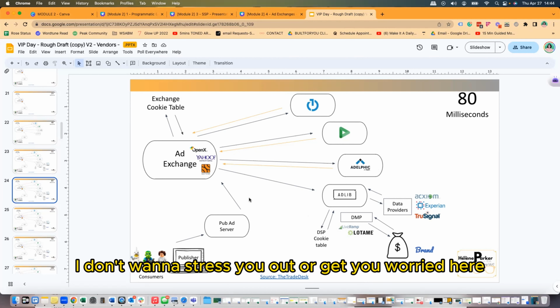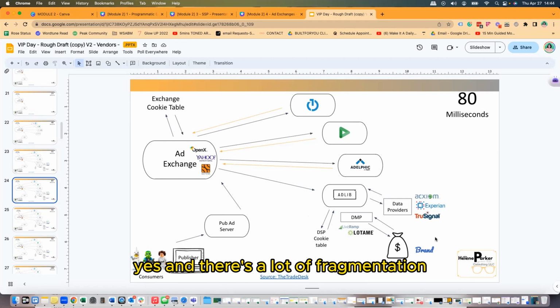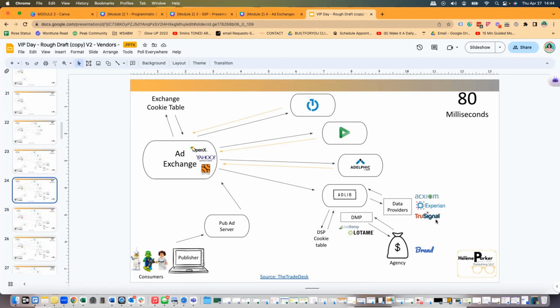I don't want to stress you out or get you worried here. There's a lot of data out there, yes. And there's a lot of fragmentation, yes. That's why when we get to module 4, displacement 5 is something.